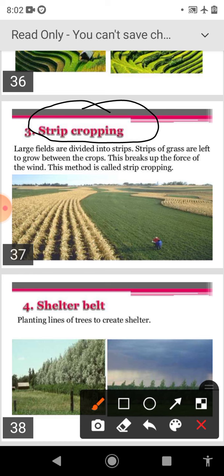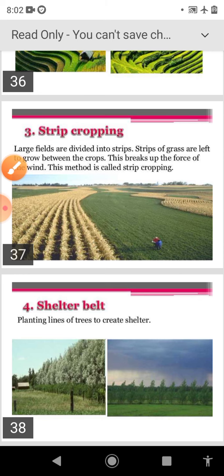This type of cropping, or method of farming, is very common in those areas where wind is acting as the dominant agent of gradation, generally near the desert and semi-desert regions. This type of farming or cropping is very common there.